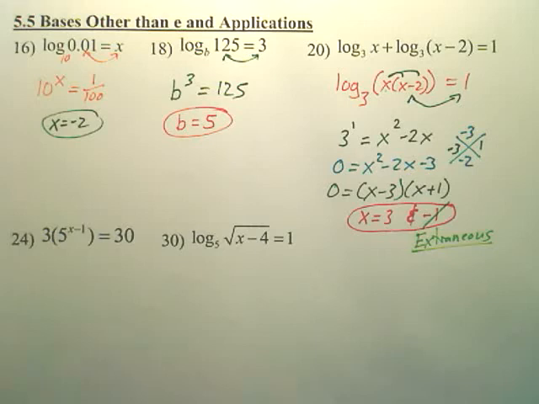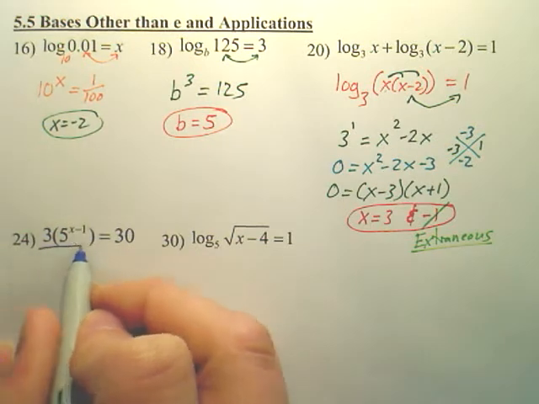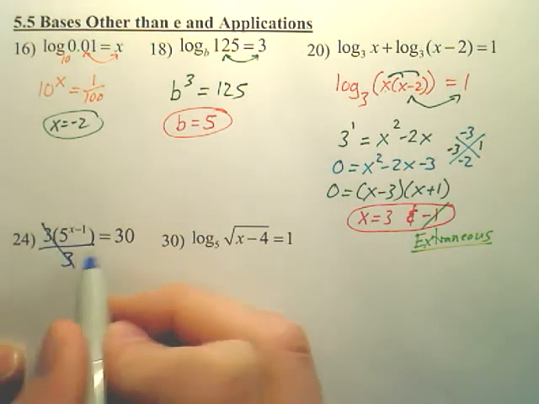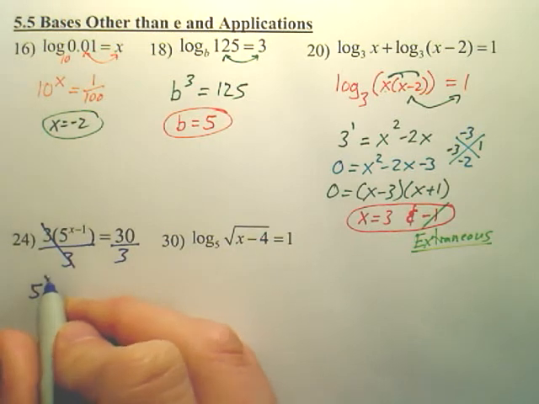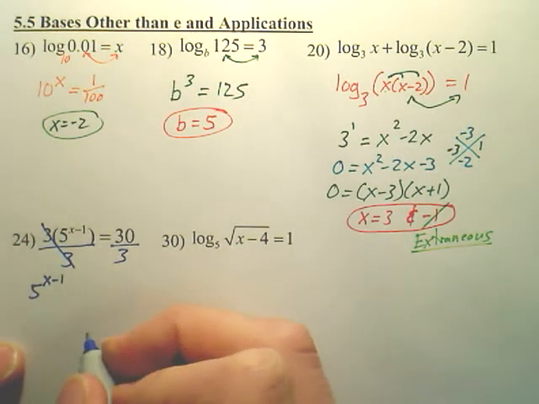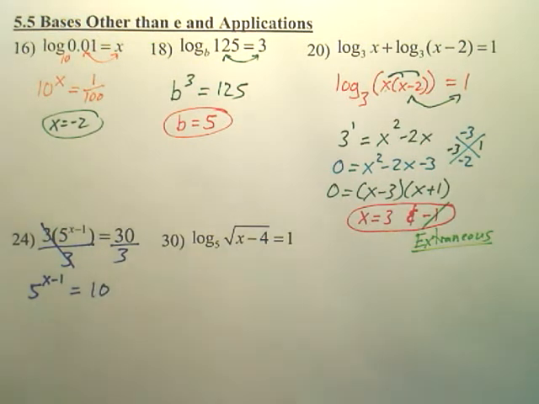Now, number 24, right here. To solve this, first thing you want to do is get that 3 out, or off. So I now have 5 x to the x minus 1 power equals 10. That's something you probably couldn't figure out just by looking at.